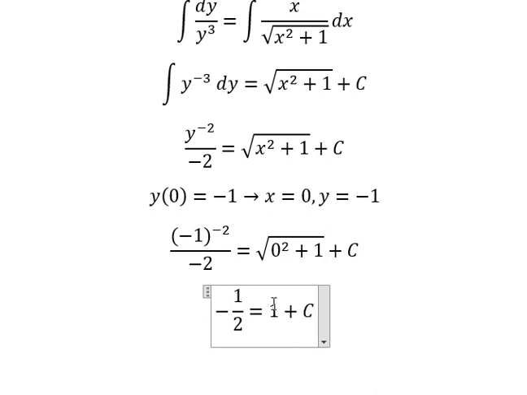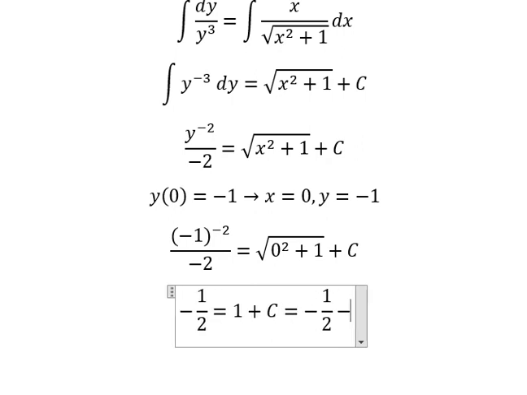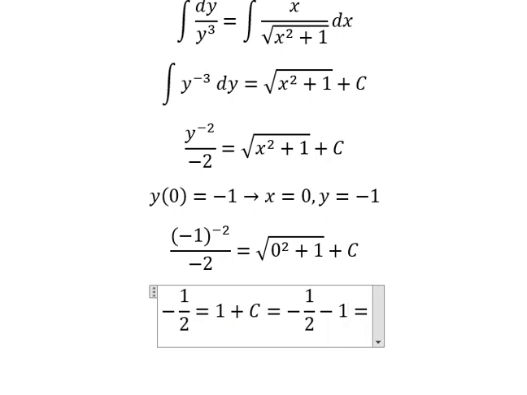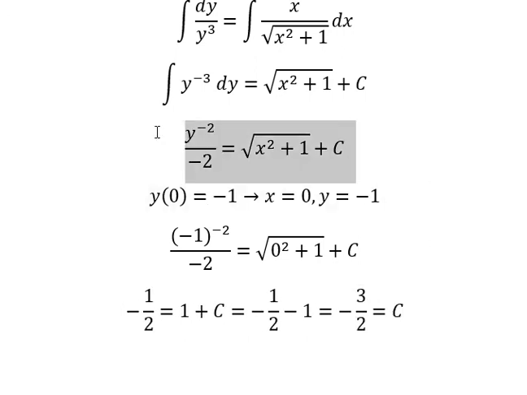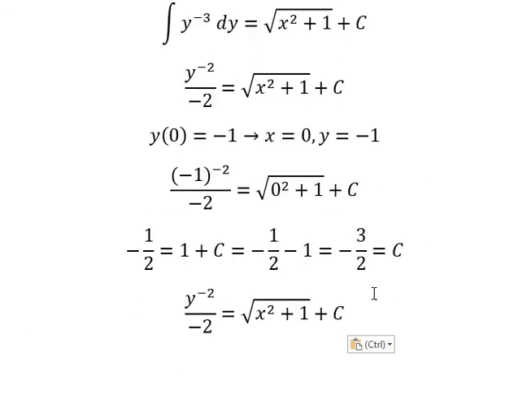And now I will move the 1 to the left. And this one we get negative 3 over 2. And then I will put negative 3 over 2 in here.